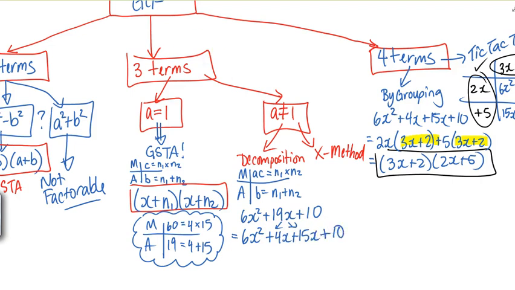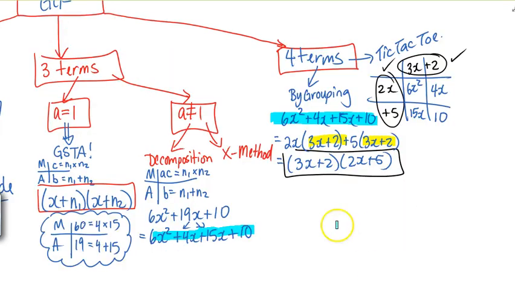Now, I knew that it was a 4 and a 15 because I chose the same question. Notice this question here is the same as this question here. So you just follow the steps for the 4-term factoring, and whether you want to use a tic-tac-toe to do it or a grouping method, you're just going to use the 4-term method.